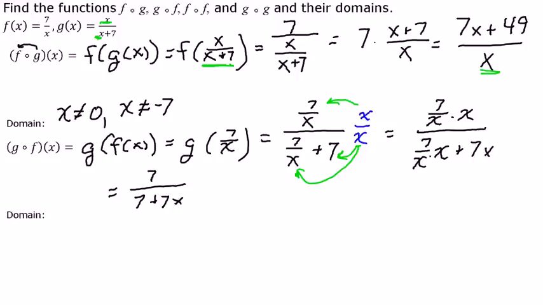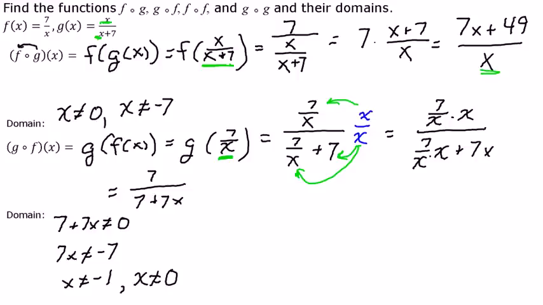So once more, we don't want the denominator to be 0, so we'll say that 7 plus 7x must not equal 0. So 7x must not equal negative 7, and x must not be negative 1. However, we arrived at this composition by going through f of x, and that means we have to look at the f of x here, the 7 over x, and we can't plug in x's that aren't allowed there either. So that means the x cannot be 0. So x cannot be 0 or negative 1.